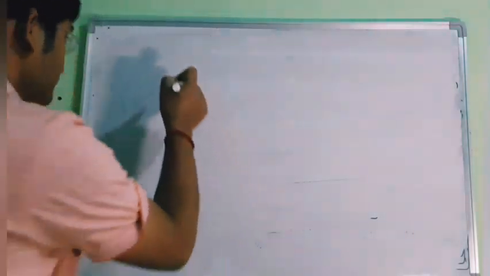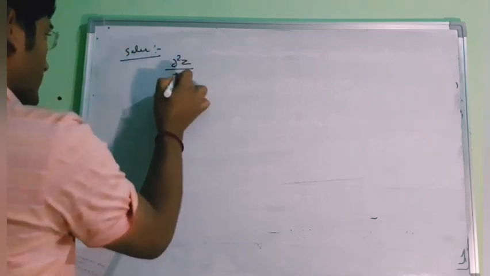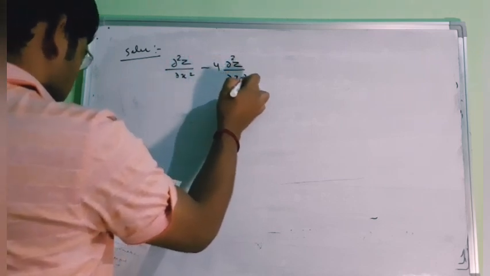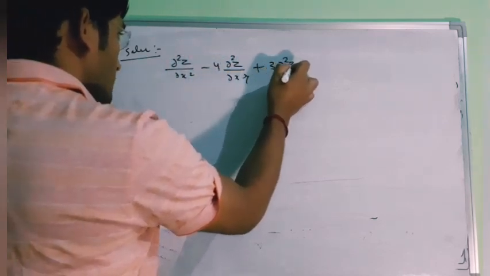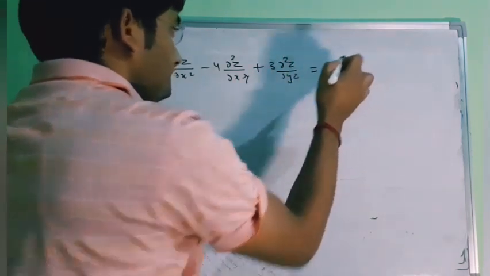So solve ∂²z/∂x² minus 4 ∂²z/∂x∂y plus 3 ∂²z/∂y² equal to the square root of x plus 3y.